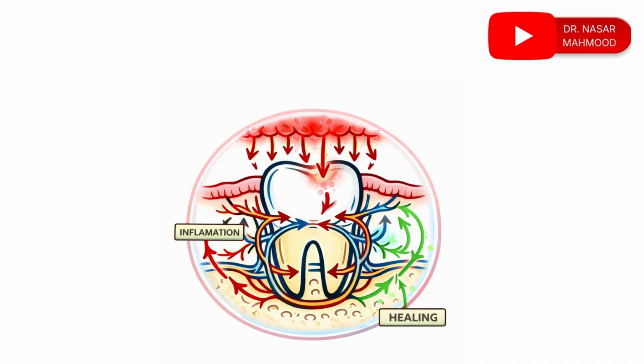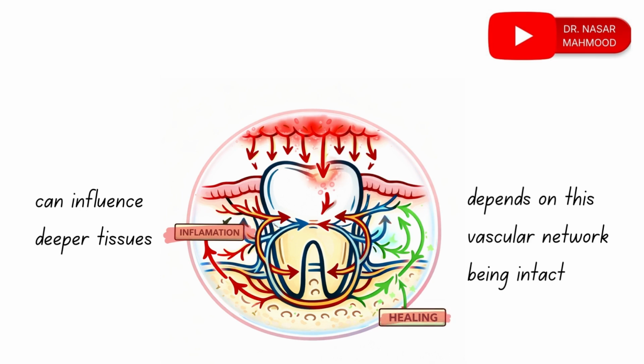So why does this matter clinically? Because the blood supply is interconnected, changes in one area can affect another. For example, inflammation in the gingiva can influence deeper tissues, and healing depends on the vascular network being intact. Understanding this helps explain how periodontal disease spreads and heals.